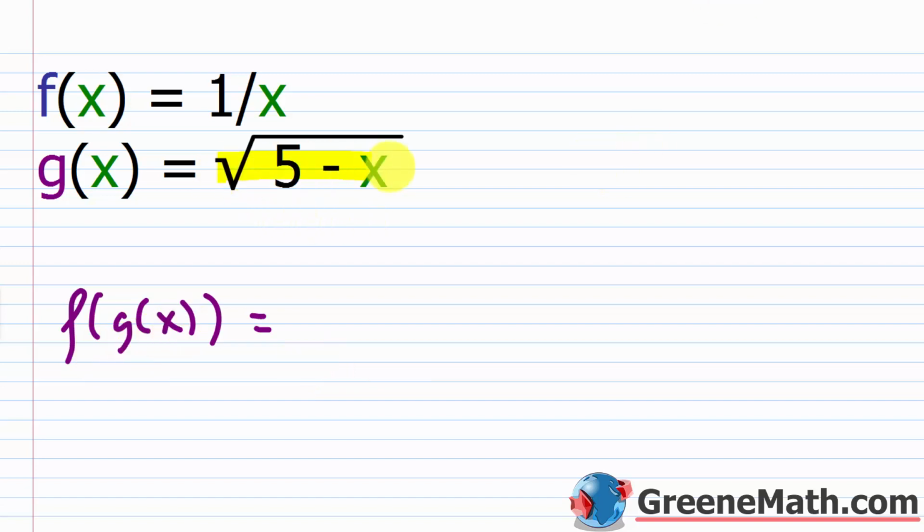When we think about this, f of g of x is quite simple to find. g of x is here, the square root of 5 minus x. f of x is here. I'm just going to plug g of x in for x in f of x. That's all I'm doing. So I would have 1 over, plugging in for x, the square root of 5 minus x.